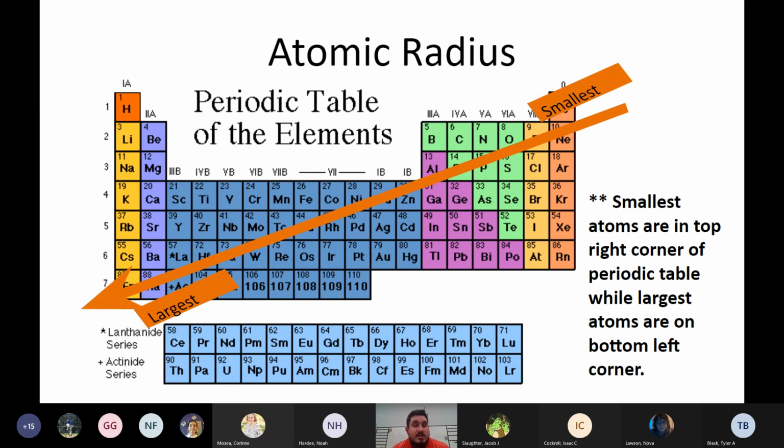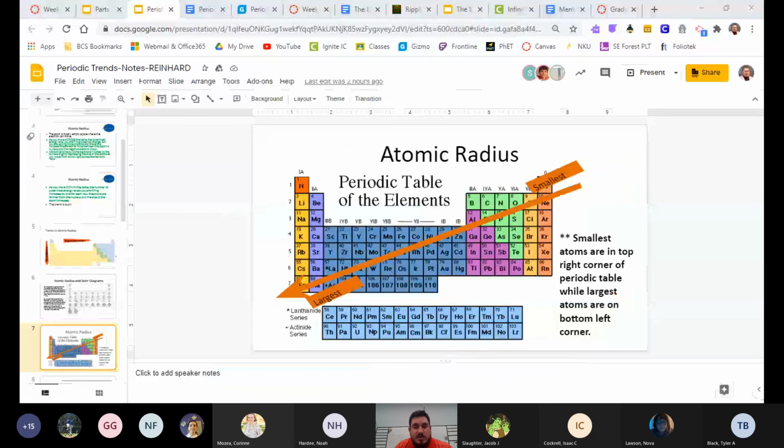And part of the reason has to do with the size of the atom and what's going on there. Okay, I think that's it for today's notes. I want to give you guys plenty of time to do the activity.